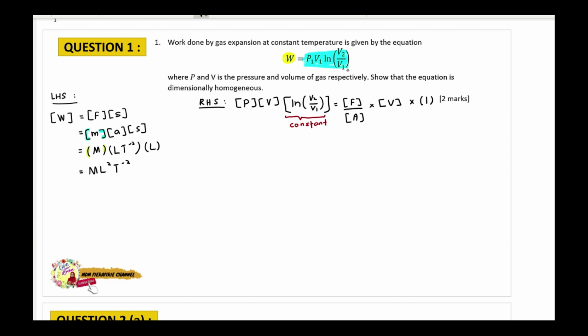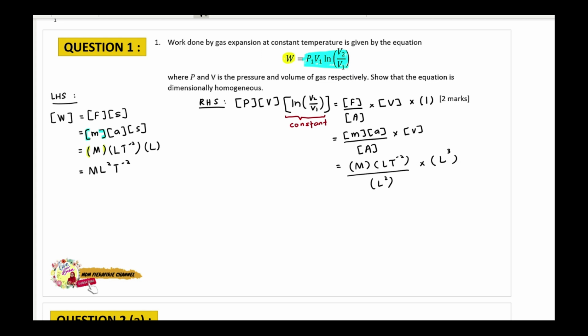Okay, and then dimension of force, remember kalau tak ingat, you boleh expand F equal to MA, okay, over the area times dimension of volume. Okay, so 1 tadi saya tak tulis lah. And then dimension of mass is M, dimension of acceleration is LT negative 2 over dimension of area, apa dia? Tinggi darab lebar, kan? L times L, dimension of area is L squared, and then times the dimension of volume, which is equal to L cube.